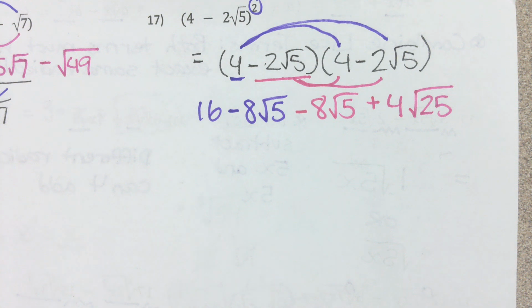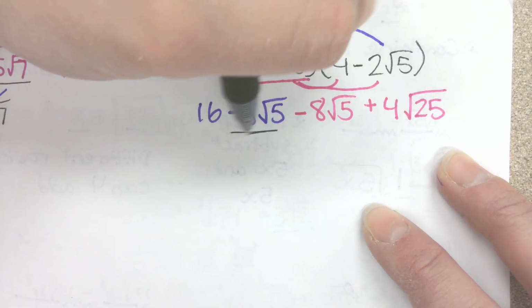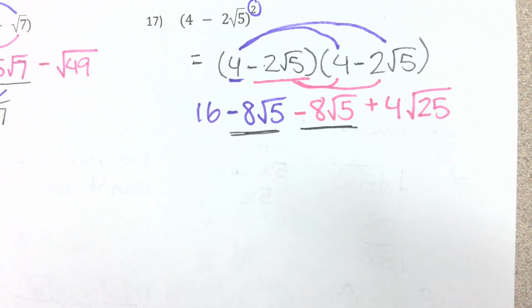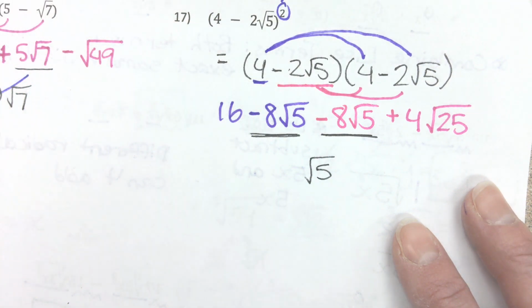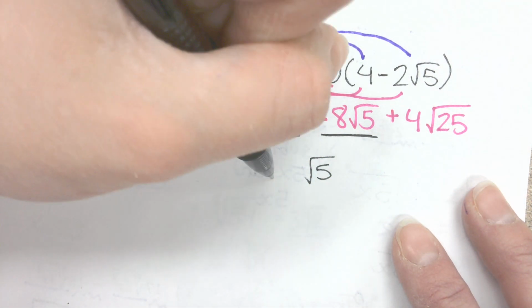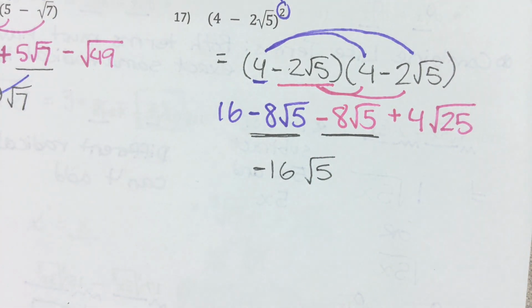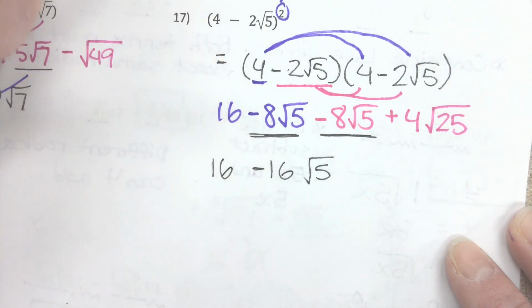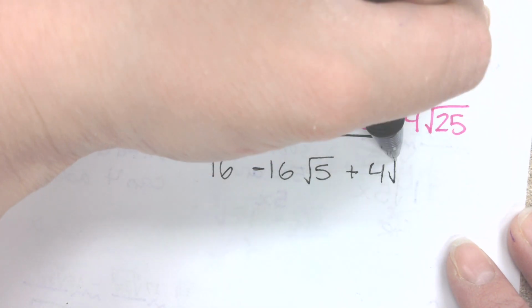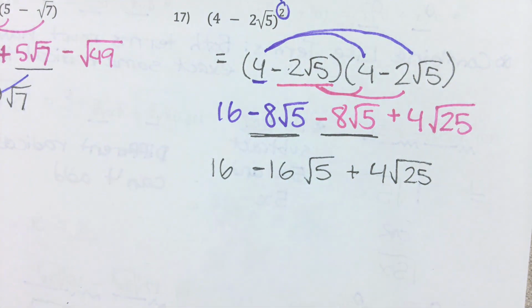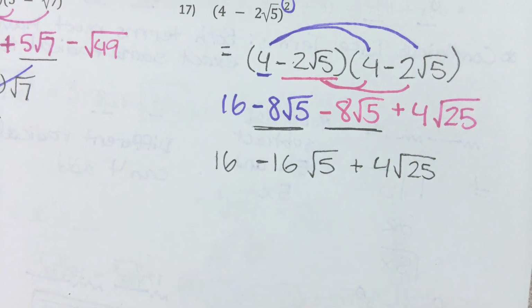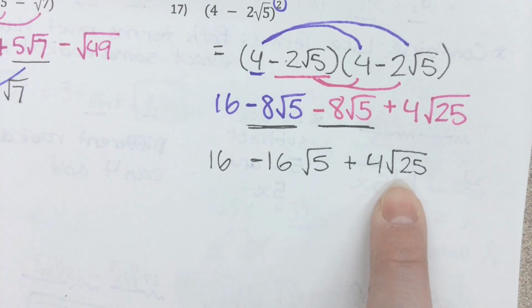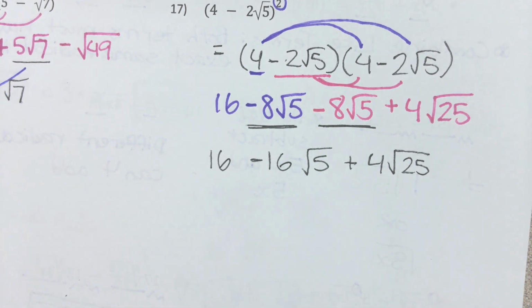First off, we have those like terms in the middle we can combine. They both have square root 5, so I'm going to combine the negative 8s. Negative 8 minus 8, this one's not 0. This is negative 16. Negative 16 square root 5. Bring down the 16 and the plus 4 square root of 25. Some students do forget this step from here. This is not my final answer because I do have a perfect square in here that I can take care of. So let's take care of that.